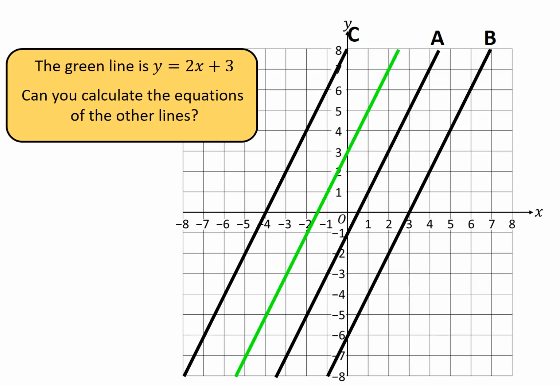Now what I would like you to do is try and work out the equation of line A, B and C. We know that the equation of the green line is y equals 2x plus 3. So think about it and see if you can find out the equation of line A, B and C. So please pause the video and have a go.